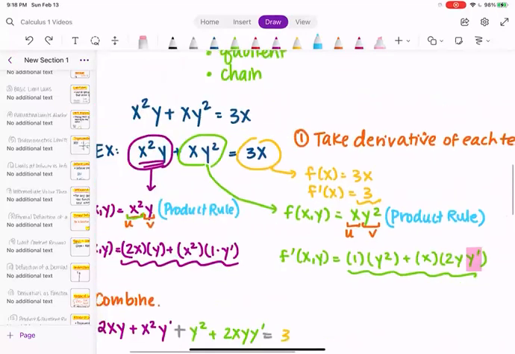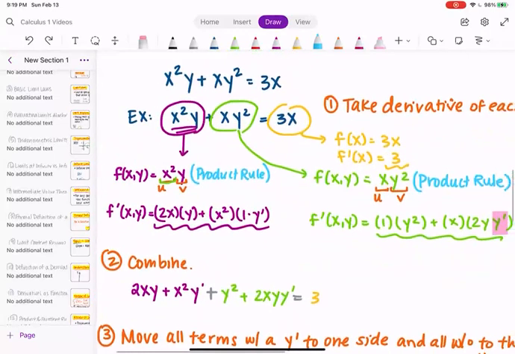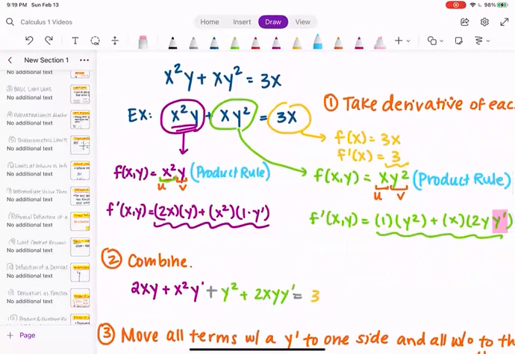The last piece we have to look at is this 3x piece, which is pretty straightforward. 3x is the same as 3x to the 1. The 1 multiplies to the front and becomes 3. X to the 1 becomes x to the 0, which is just a constant. So that last piece becomes just 3.